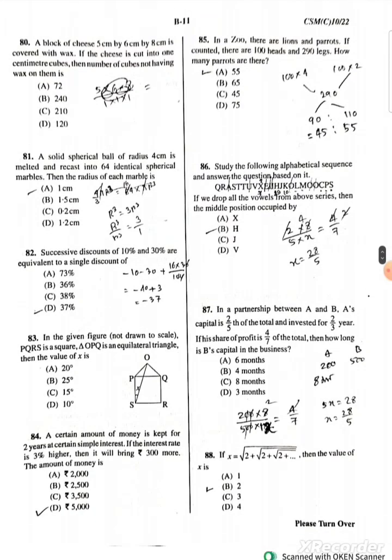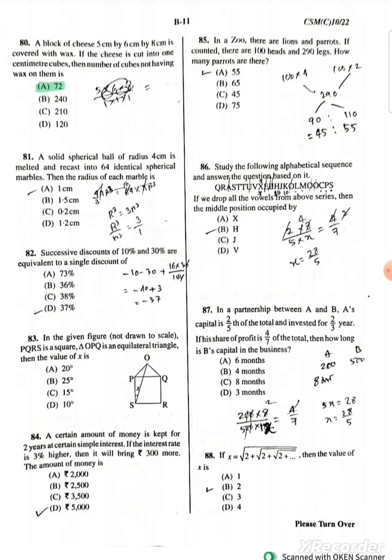A block of cheese 5 cm by 6 cm by 8 cm is covered with wax. If the cheese is cut into 1 cm cubes, then the number of cubes not having wax on them is 72.